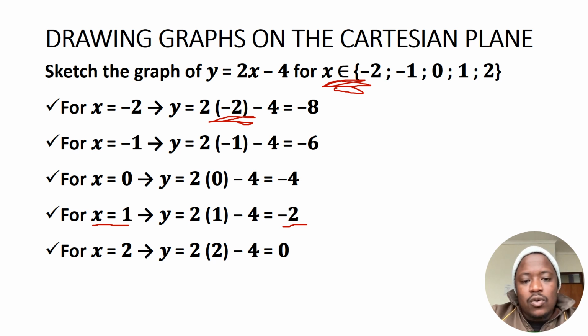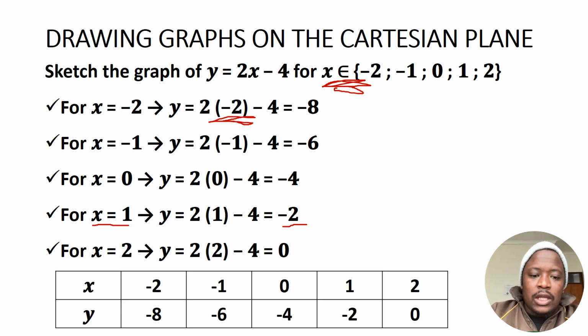And then looking at the last value of x, we are saying x is equals to 2 this time around. So where we are going to see x, we are going to substitute with positive 2. 2 multiplied by 2 is 4. 4 minus 4 will give us 0. Notice how the values of x are changing. Every time the values of x, the input values, are changing, therefore also the values of y will change.